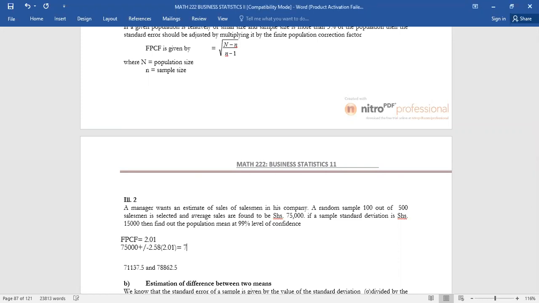75,000.185. Yes, so 0.2, that's okay. When you use negative, what do you get? $74,994.81.